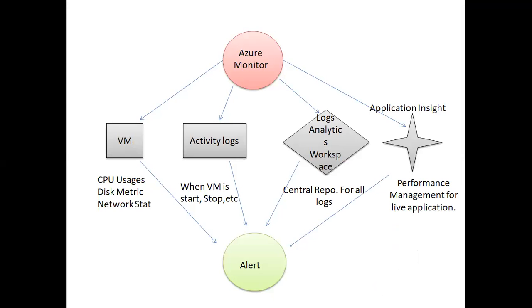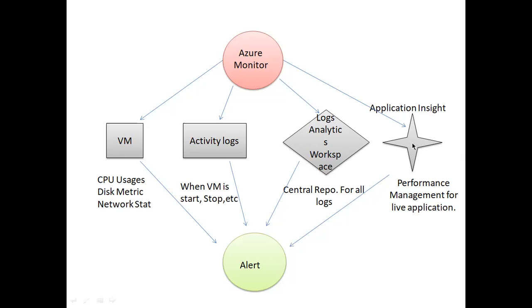So basically, it is a diagram. This diagram shows that there are four components of Azure Monitor and all the components are interdependent with each other. First component is Azure resources for monitoring. Then the second one is log metrics or activity logs. Third one is log analytics workspace. Fourth and the last one is application insights.